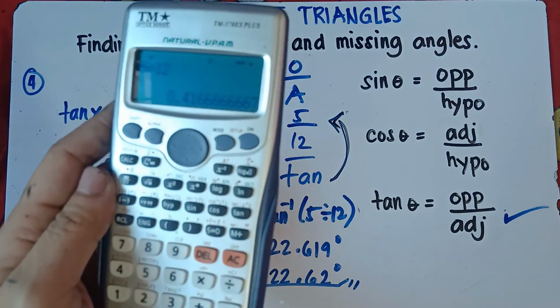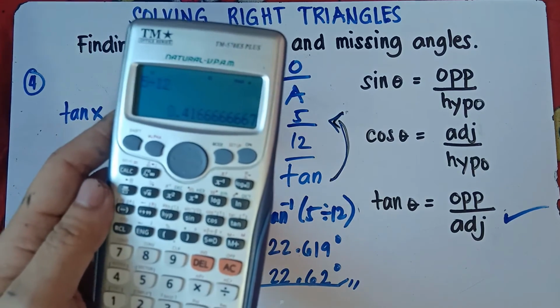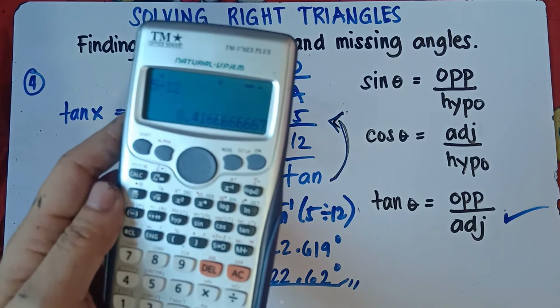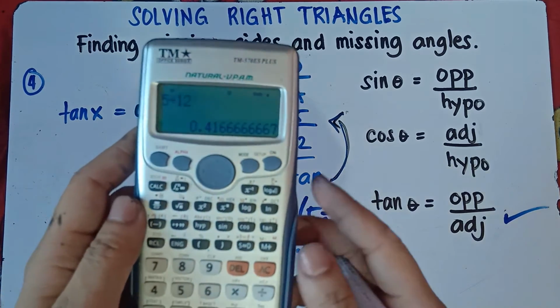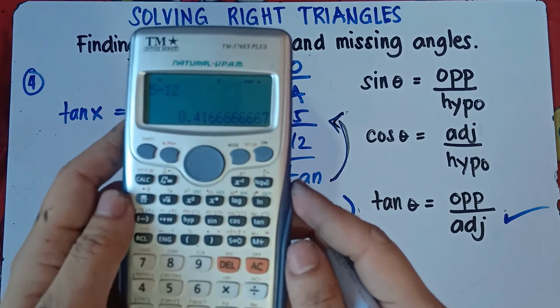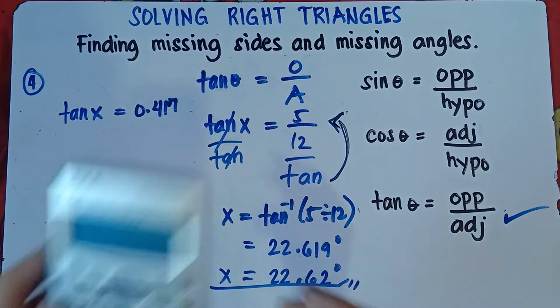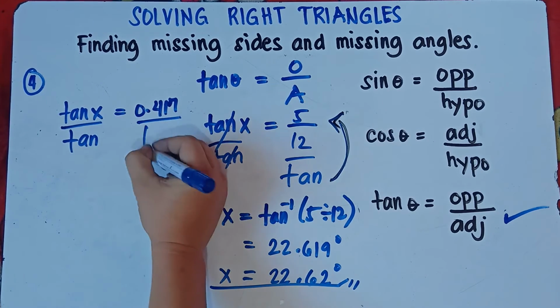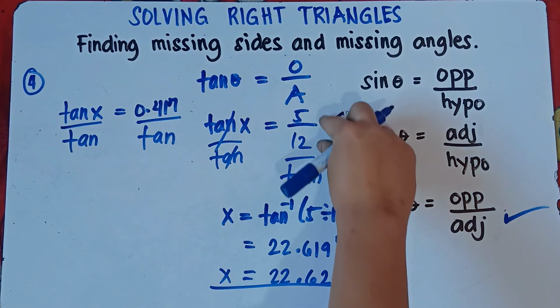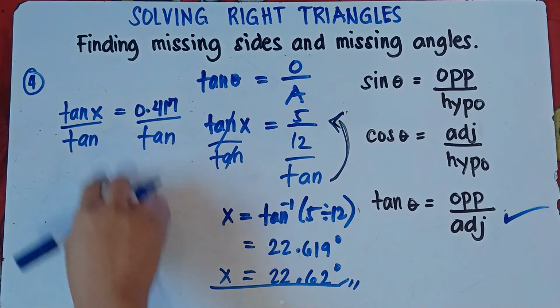So 5 divided by 12. Okay, let's have that one, because if you round it up, 0.417. Okay, 0.417. So I hope you see this one. 5 divided by 12, 0.417. Now to get the value of x, you divide both sides by tan, right? Divide by tan. So once again, we divide this one before getting the inverse.